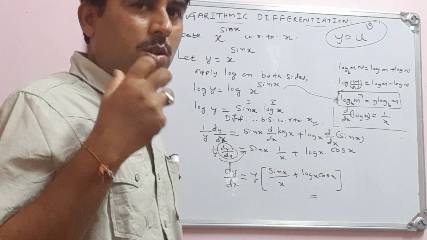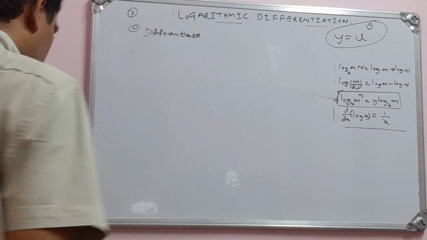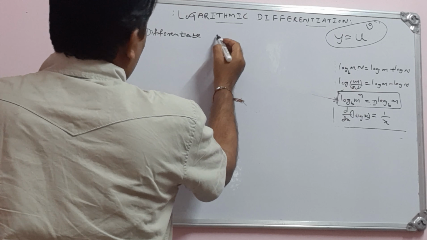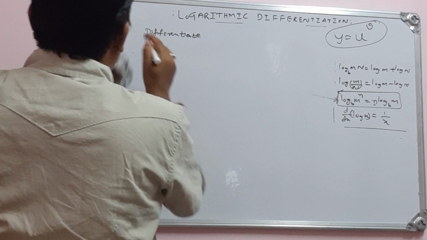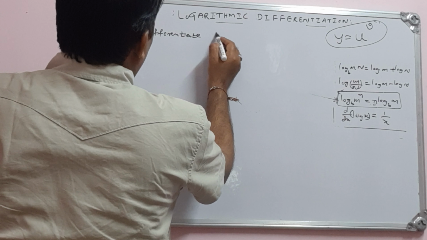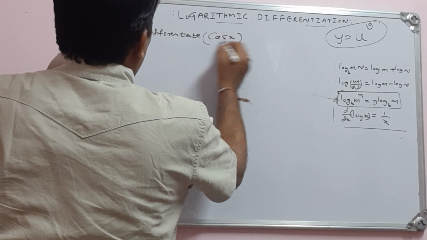So let us consider one more example. Differentiate cos x all to the power of log x with respect to x. This is also of this kind. So let us equate it to y. So y is equal to cos x all to the power of log x, as usual a function to the power of function.